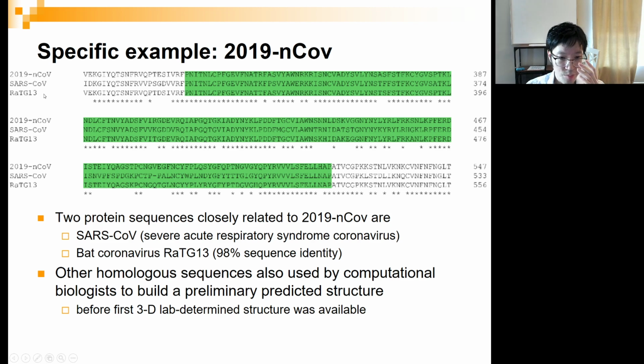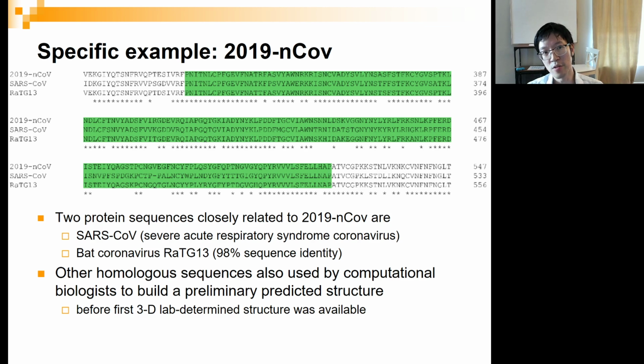So in fact, if we look carefully at these sequences, the bat coronavirus protein has the strongest sequence similarity with the novel coronavirus. In fact, 98% of the amino acid sequence is exactly the same. But nonetheless, the SARS coronavirus protein is also relevant because that's one that has been heavily studied before by scientists.